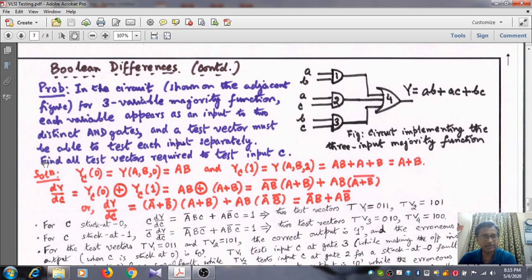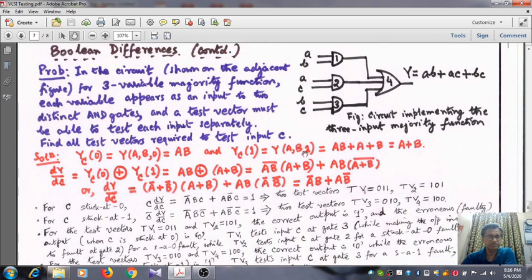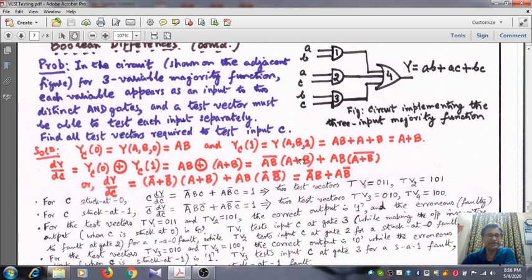So in this particular problem we are asked to find all the test vectors required to test the input C. C is occurring in gate 2 as an input, gate 3 as an input. So the set of test vectors that we shall generate must be able to test both gate 2 and gate 3. So first of all, the algebraic expression is this.